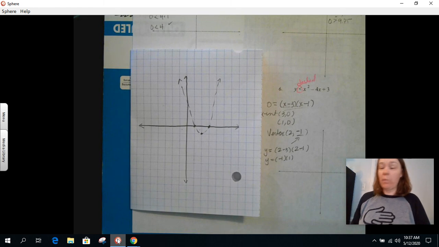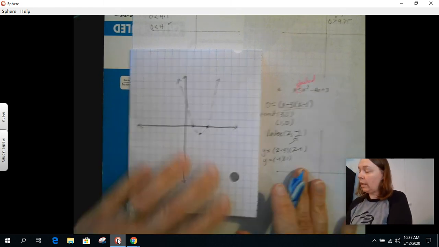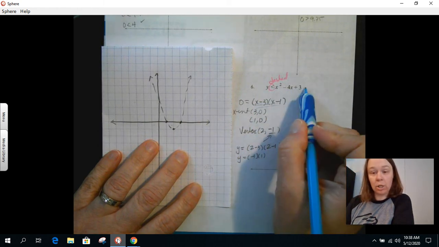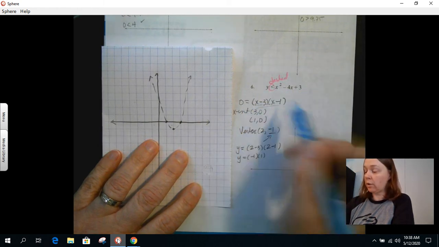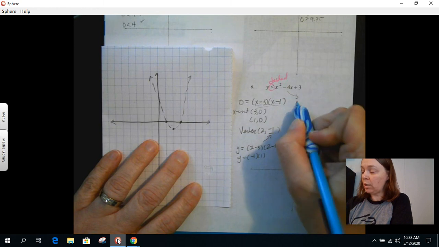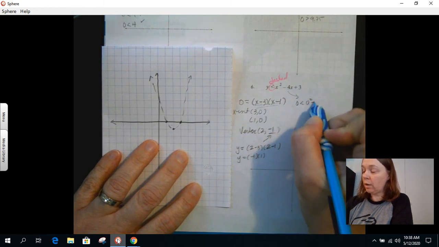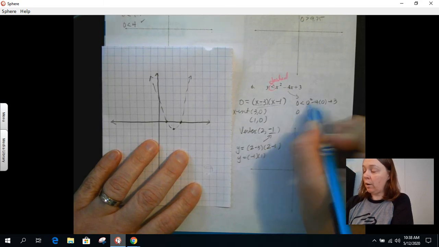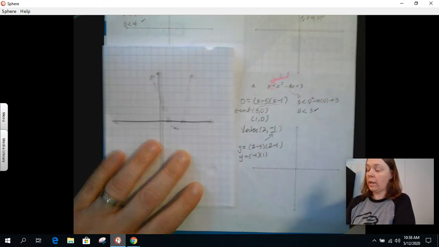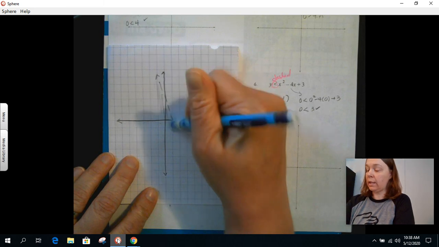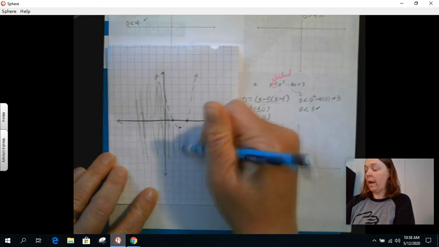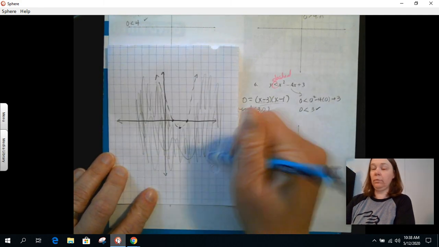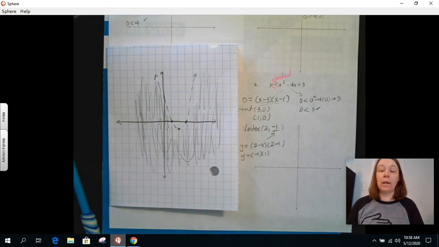I need to pick a point. 0, 0, I can use again, and I'm going to plug 0 in for x and y. I could do that in this equation or the one that's factored. I'm going to just go ahead and put it into my original. So 0 is less than 0 squared minus 4 times 0 plus 3. So 0 is less than 3. Okay, that's true. So now I want to shade on the side that contains the 0, 0, which would be everything outside of the parabola.